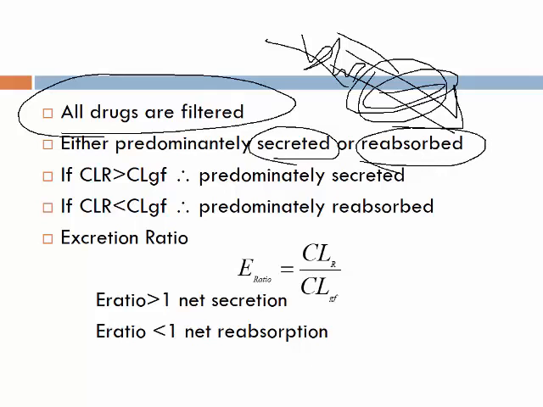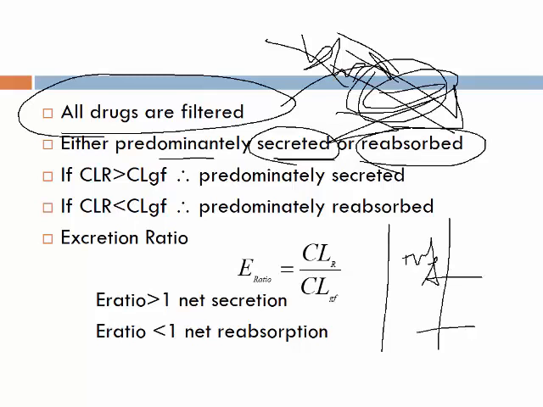Each drug will be either predominantly secreted or predominantly reabsorbed. So here's our tubule. We have secretion and reabsorption. We can have drugs that are both secreted and reabsorbed, or just secreted or just reabsorbed, but in the end they'll either be predominantly secreted or predominantly reabsorbed. So one or the other will take precedence. The way that you can figure that out is by comparing your renal clearance to your filtration clearance.